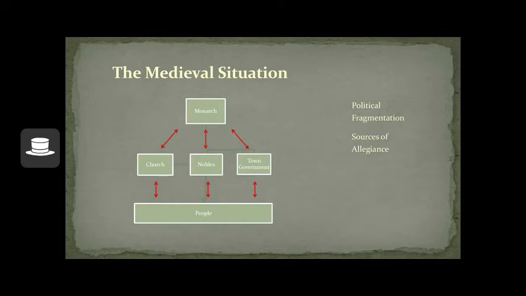And so monarchs didn't tax people directly. You never got a bill from the king. The monarch would deal with your noble, or he would deal with your town government, or he would deal with your church, but he would never deal with individual people because they were represented by these intermediary bodies.